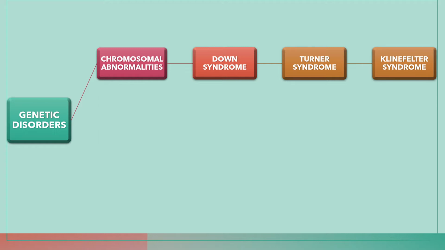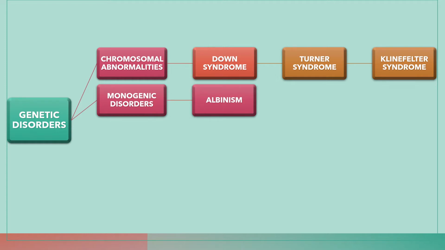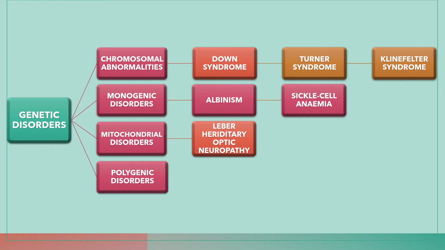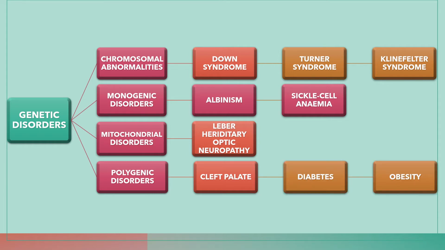The next type of genetic disorder is called monogenic disorder, and an example is albinism and sickle cell anemia. The third type is a mitochondrial disorder, and an example is Leber hereditary optic neuropathy. And the fourth and final type is a polygenic disorder, and some examples are cleft palate, diabetes, obesity, heart problems, etc.